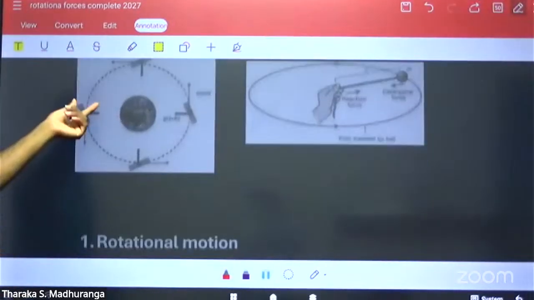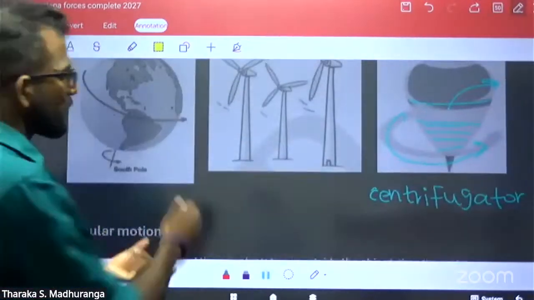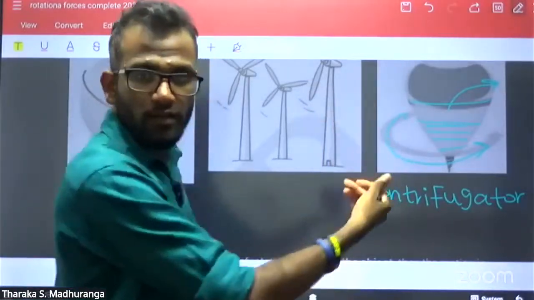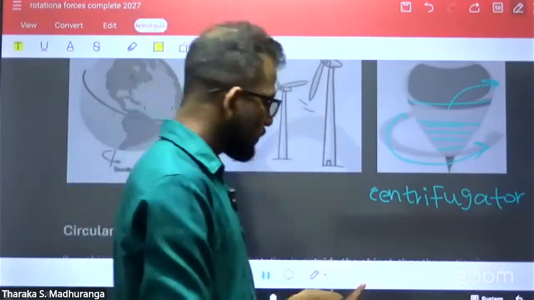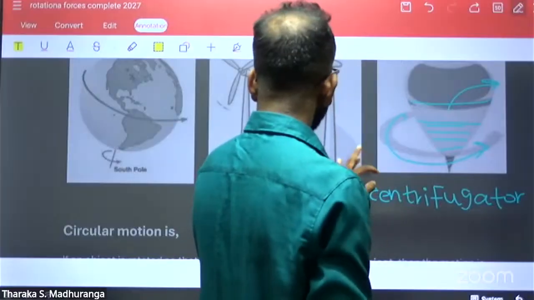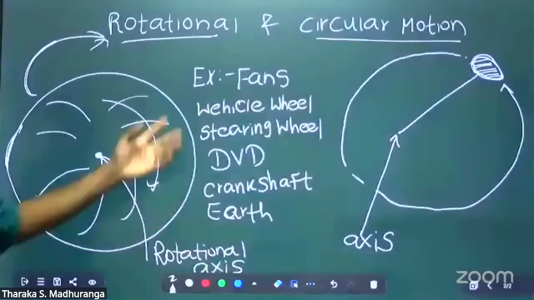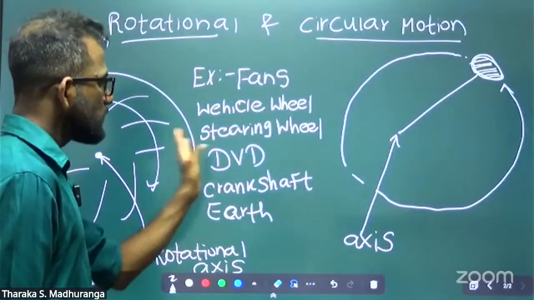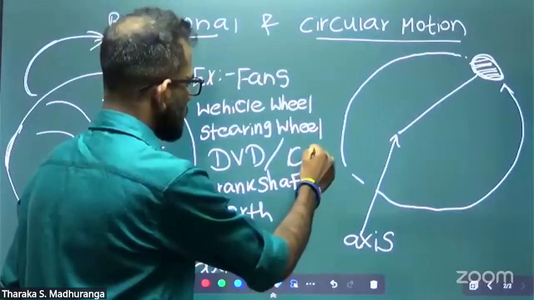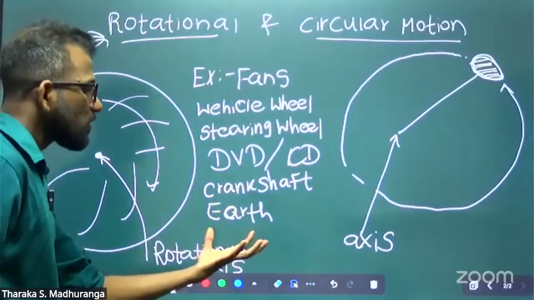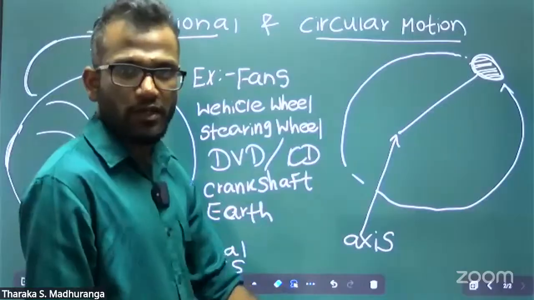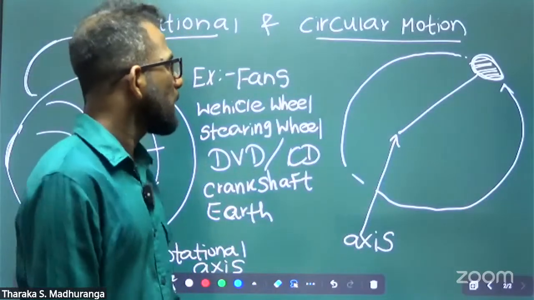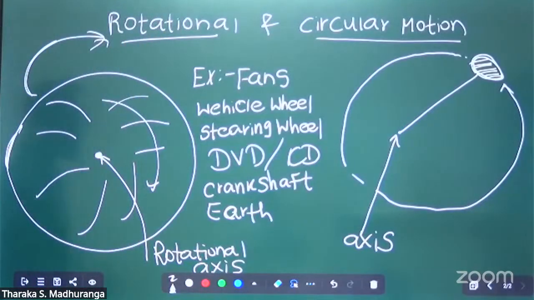Okay, if you want, you can write down more examples that we discussed: vehicle wheel, steering wheel. You can note them down in the tute. Please note this down. The fan is already given here. Vehicle wheel, steering wheel, DVD, CD, crankshaft, earth. Earth is given, right? Okay. Quickly note down the examples.